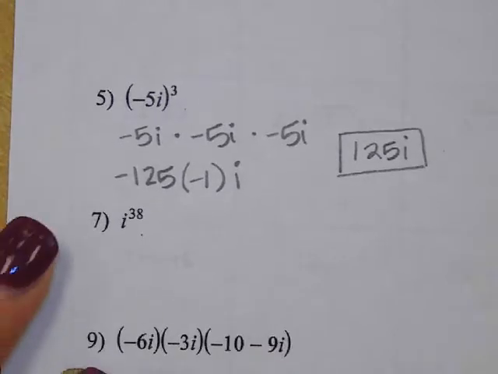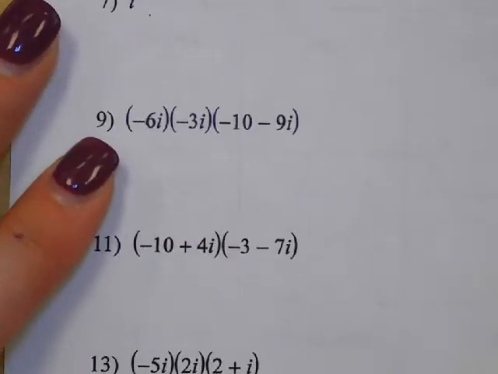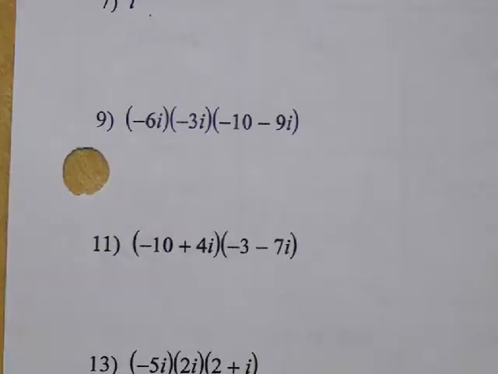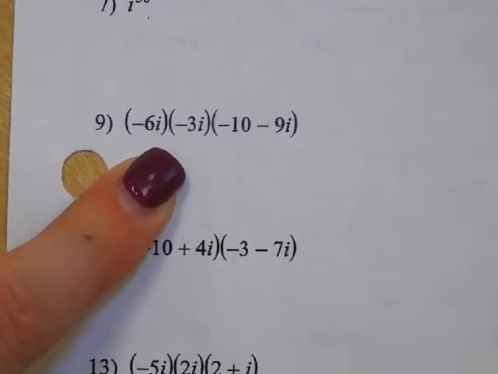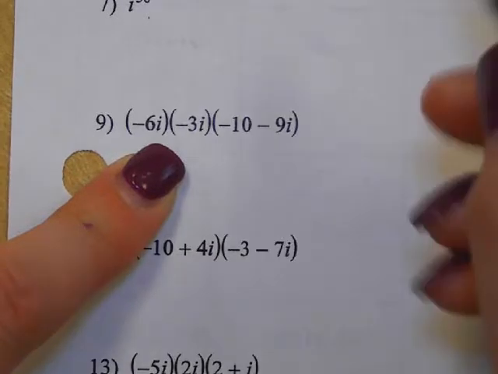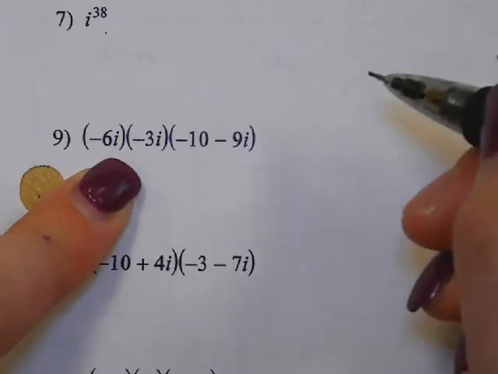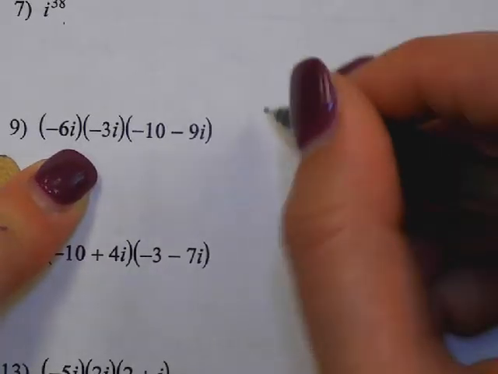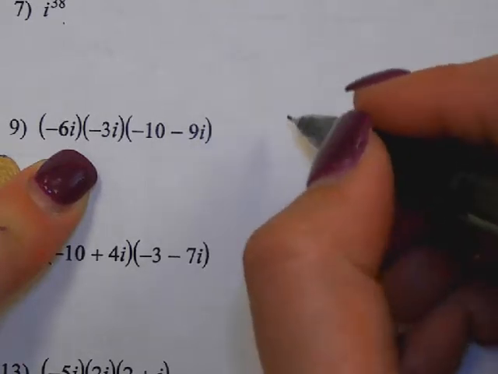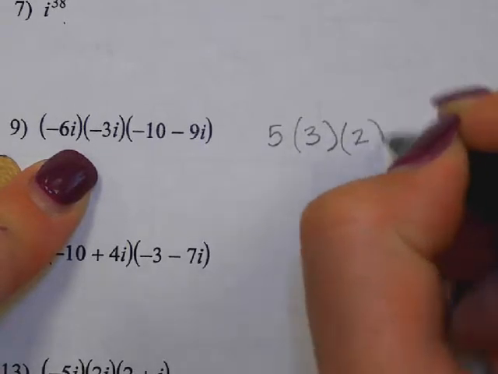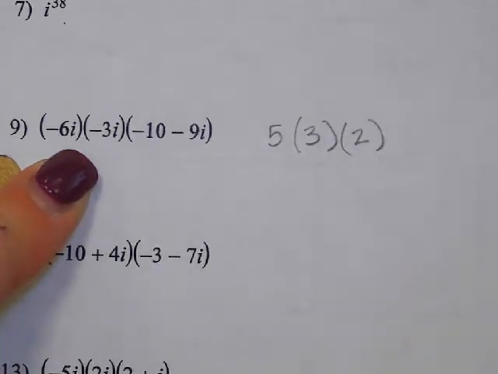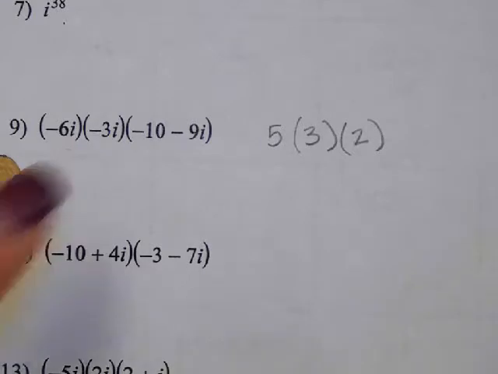All right, let's look at number 9. Would you rather do it on your own, or do you want me to do it with you? All right. So on number 9, don't write this down. Just look up here. If I said to do 5 times 3 times 2, how would you multiply that in your head? You would do the first 2 and then you would do the next one, right?